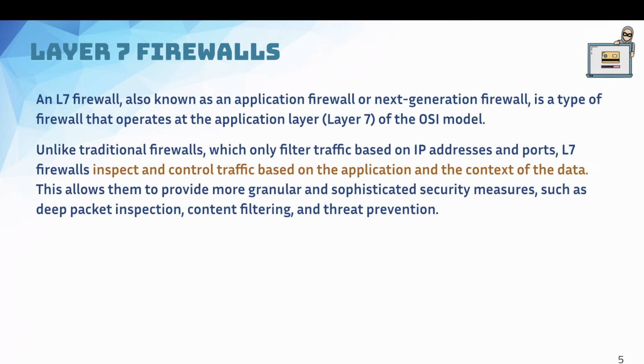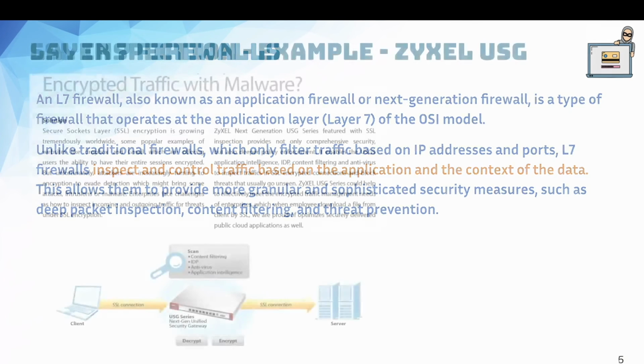How about web? Well, that's a different context of data and it's going to be determined by your web application firewall, so it's going to inspect those web packets. It's all a little bit different, but on layer 7 we add that application layer to it. This is going to allow the firewalls to provide more granular and sophisticated security measures such as deep packet inspection, content filtering and threat prevention.